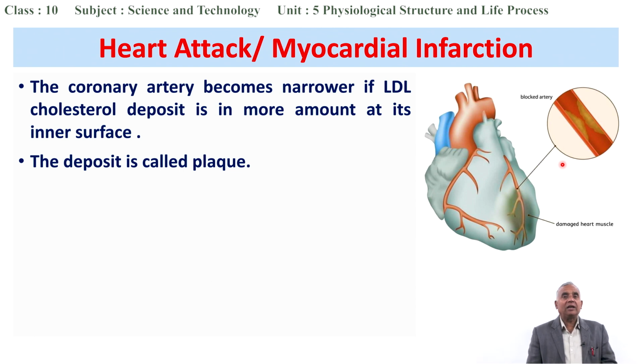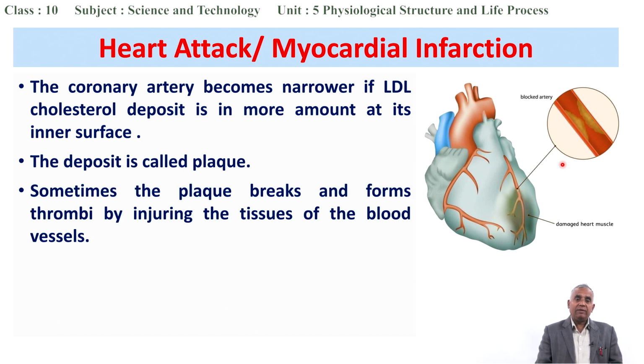The deposit is called plaque. Plaque is better to say. And this plaque makes the path what? Narrow, in which blood does not flow easily. Sometimes the plaque breaks and forms thrombi. You know, they come out in the form of a scale.